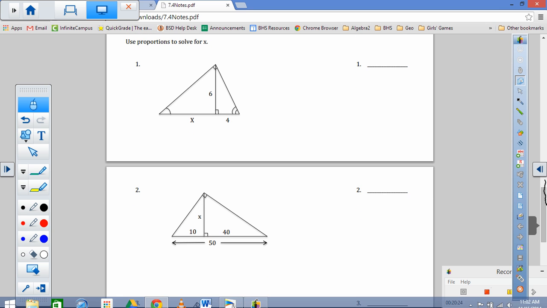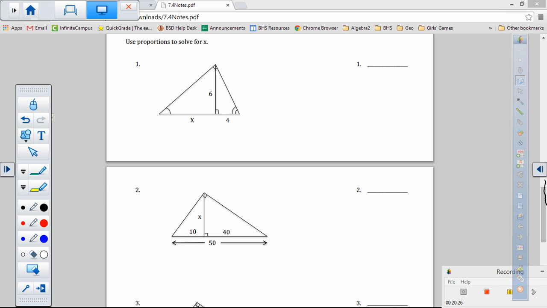Okay, so we're going to actually use these triangles to figure out how to solve for x. So again, I always like to take them apart. So I have this little triangle that has 4 and 6. This is my right angle. And then you have to figure out which of the 3 triangles you have enough information for. So that's this little guy.